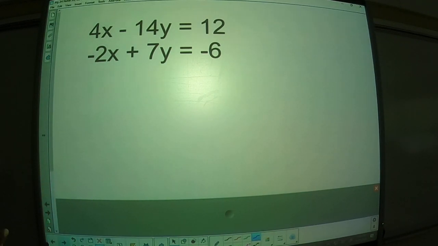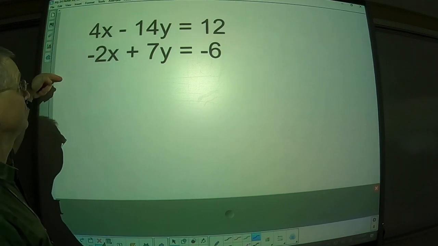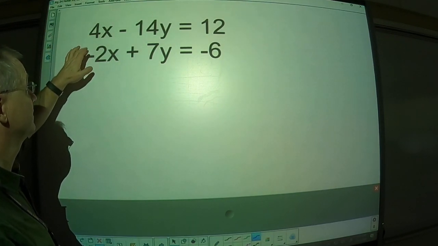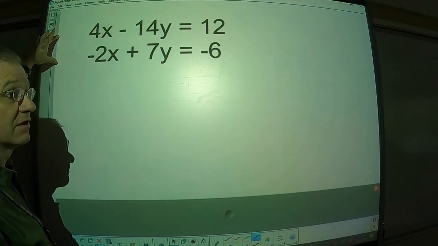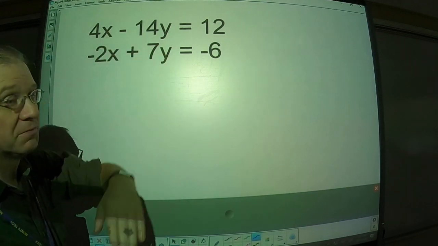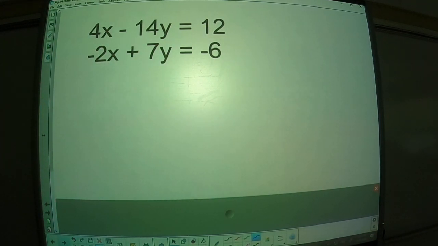If you didn't pick up on that, you can still do the swap. You can put 4 down here, 2 up there. This one's negative and that's positive, so you don't have to include a negative over here. So you could put 4 and 2, multiply, and then you'll still eliminate. It's just you're going to have bigger numbers to work with.